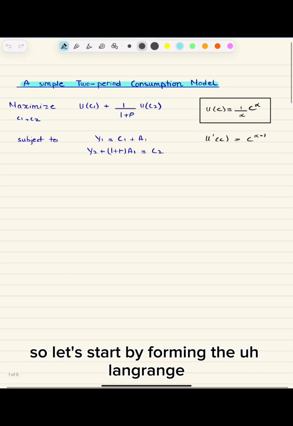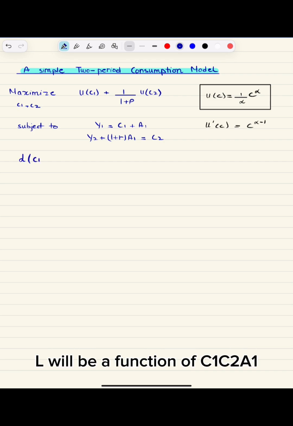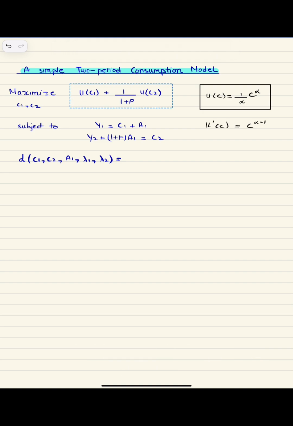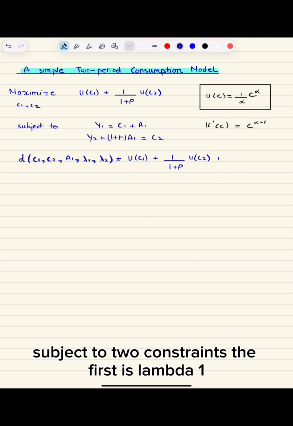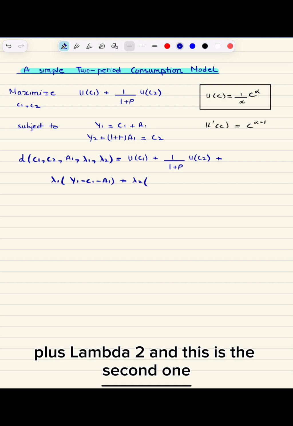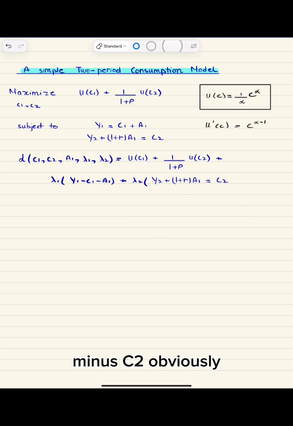So let's start by forming the Lagrangian. L will be a function of C1, C2, A1, lambda 1, lambda 2. Okay, so we want to maximize this objective function subject to two constraints. The first is lambda 1 times (y1 minus c1 minus a1), plus lambda 2 times the second constraint, which is minus c2, obviously.